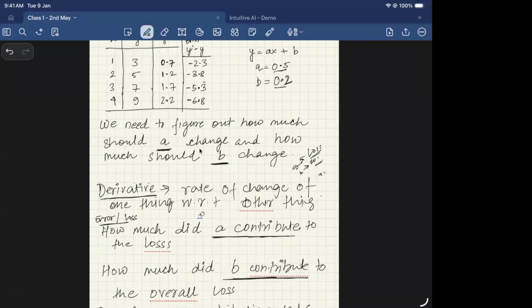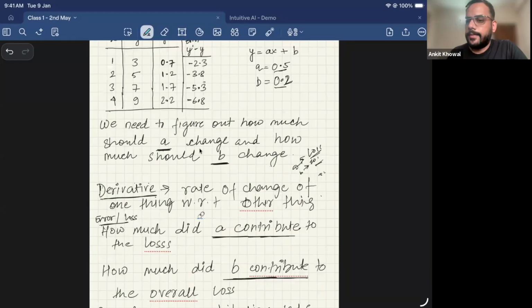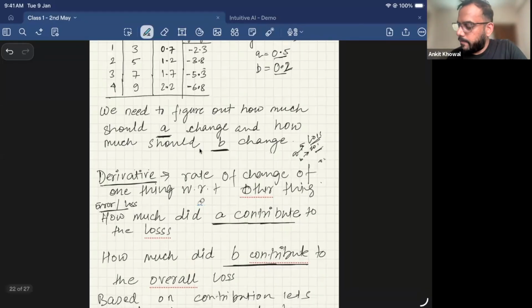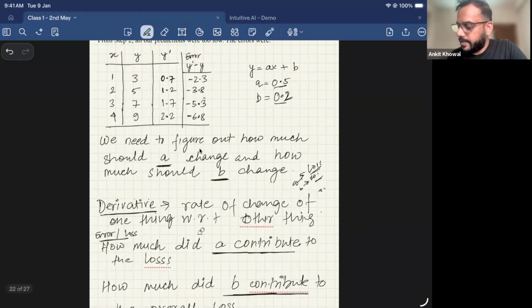So how will it know that it has to use the derivative concept? It has to build an equation. How will the system know? Why is it taking the derivative? Like I said, it could be integration as well, or any other mathematical expression. So why derivative? Because it measures the rate of change of one thing with respect to another.